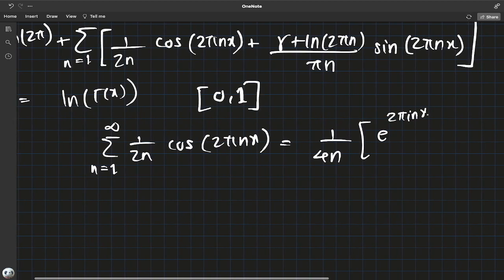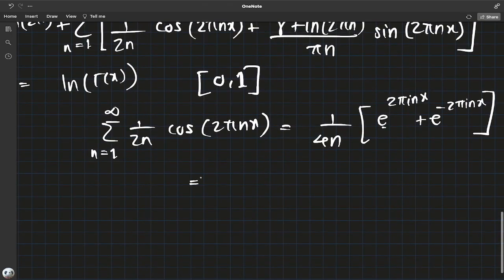2 pi i n x, e to the negative 2 pi i n x. And I took the 2 outside, that became a 4. And of course we're summing from n equals 1 to infinity. So I can take a negative 1 over 4 out, because I'm going to look at this as e to the 2 pi i x raised to the n.